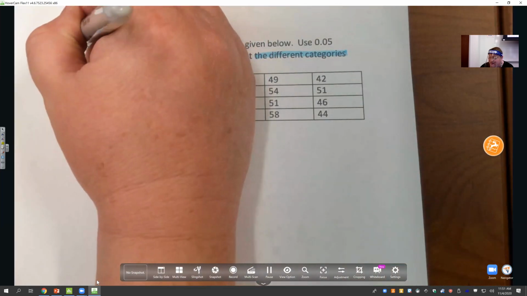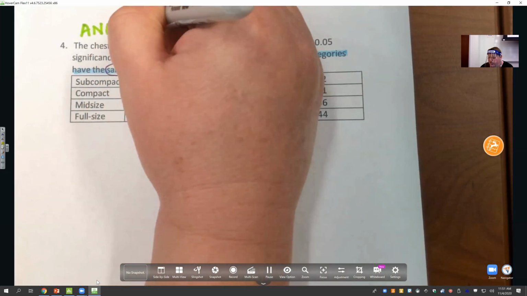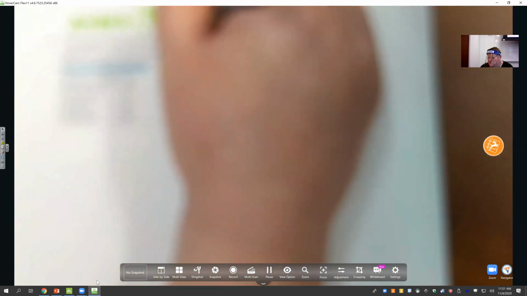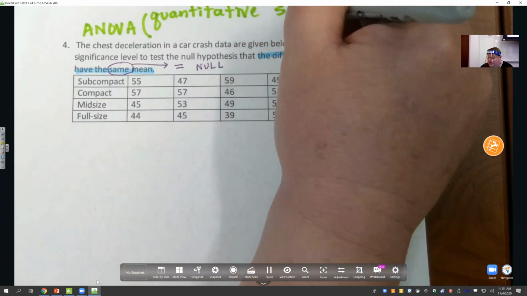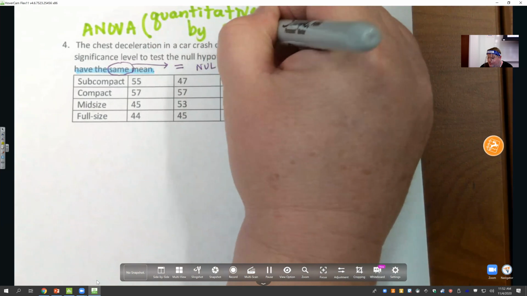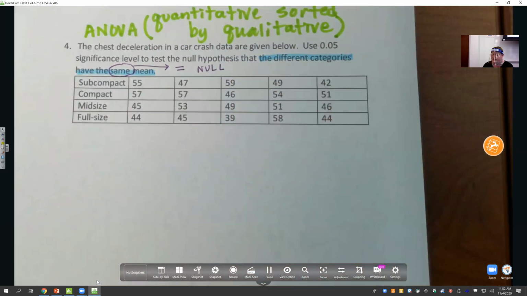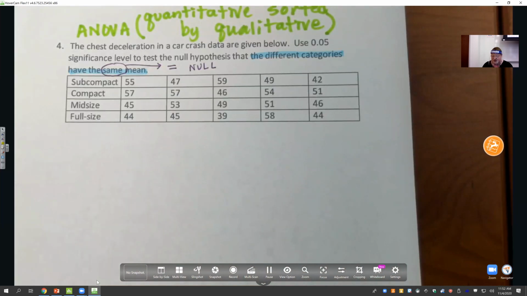So again, hopefully you can recognize right off the bat that you're doing ANOVA, because we have quantitative data sorted by qualitative. We have numbers sorted into categories. In this case, the different categories are the size of the car.